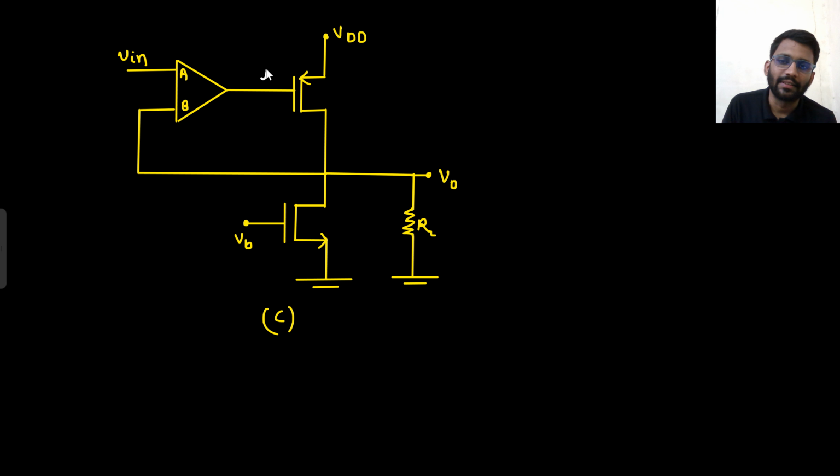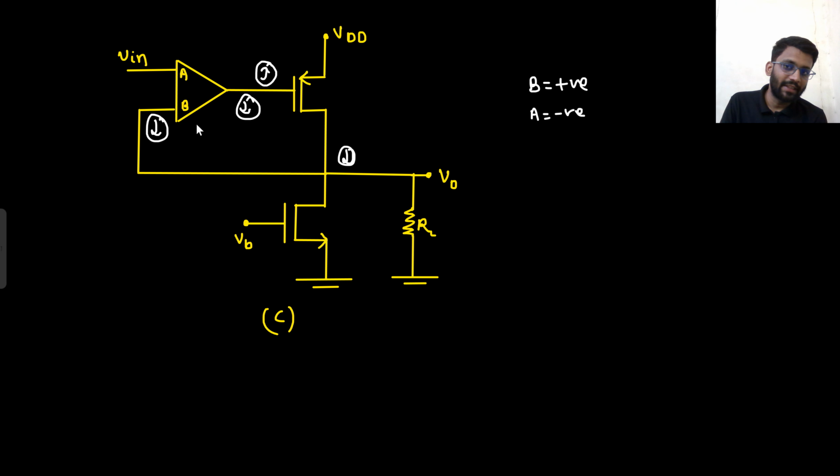If this node increases, then what will happen to this node? This is a common source amplifier. From gate to drain you are going, this node will decrease. And if this node is decreasing, you want your final node to decrease only. So what should be B? B should be positive and A should be negative.